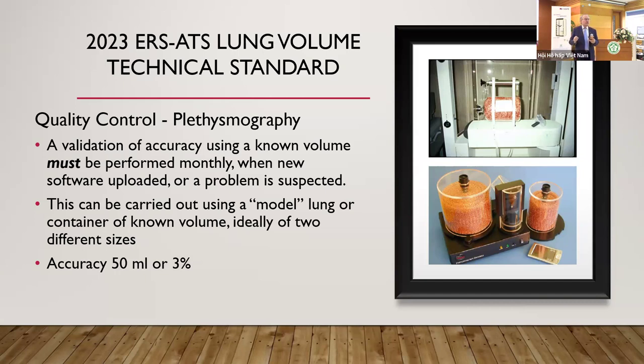So the new standard says it needs to be done monthly, and these small calibrating type of devices are essentially jars filled with some copper sponge, because copper will absorb the heat, and you perform this maneuver with the body box closed. So it's a mechanical model to verify the accuracy of the body box.